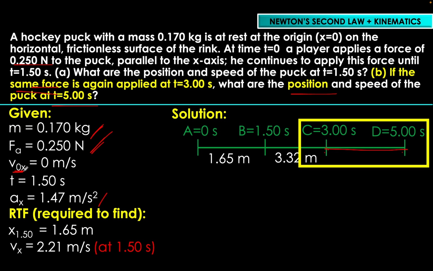But the initial horizontal velocity is not 0 anymore. It will be 2.21 meters per second because, again, starting at point B, that is already the velocity of our hockey puck. So that's the initial velocity we're going to use at point C because that was maintained from point B to C as a constant 2.21 meters per second, okay?